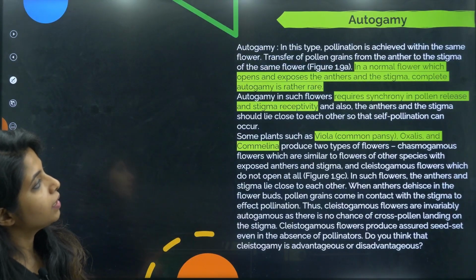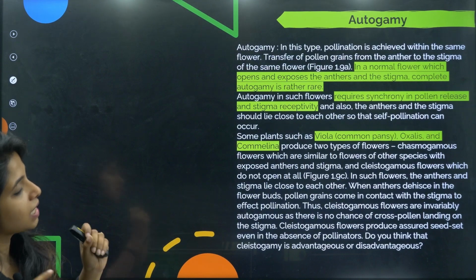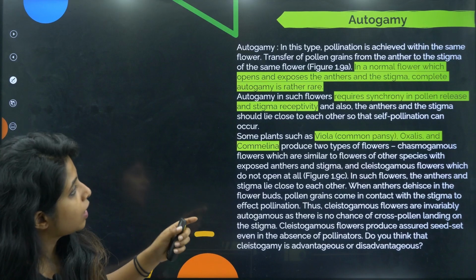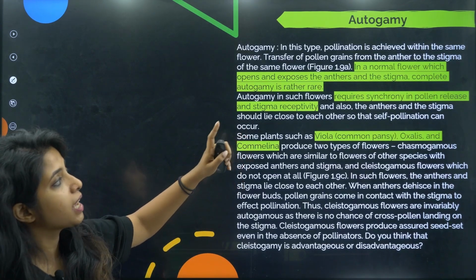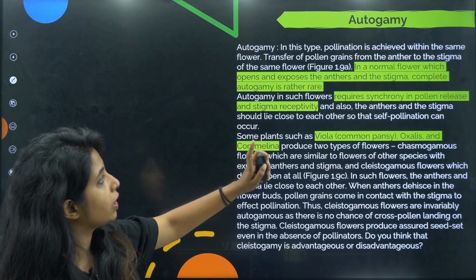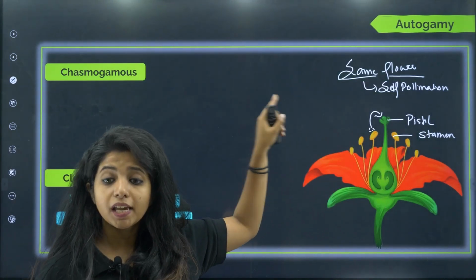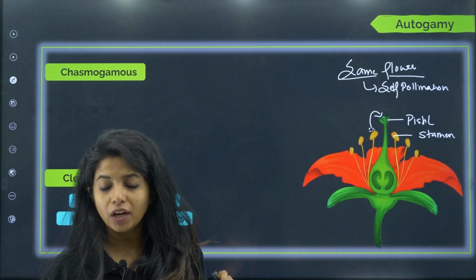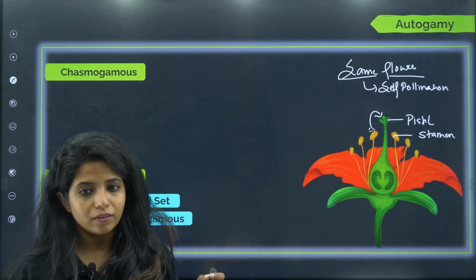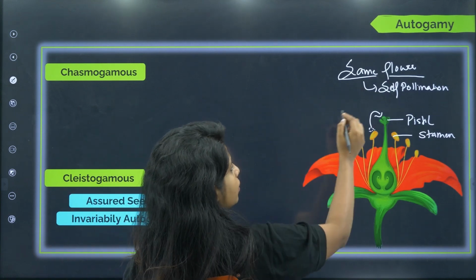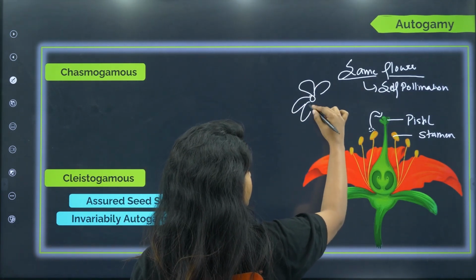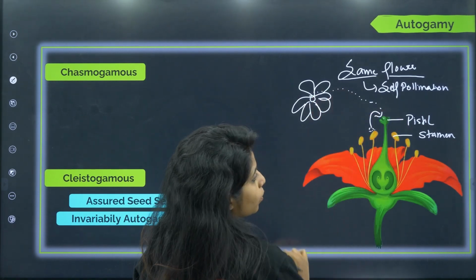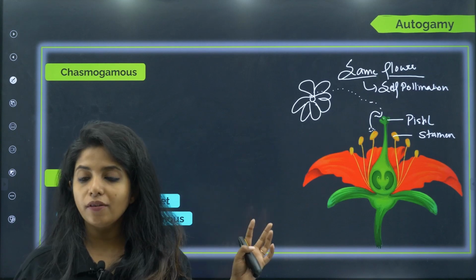Now, in autogamy, pollination is achieved within the same flower. Agreed? You saw it is happening within the same flower, that is why I say it is self pollination. Now, in a normal flower which opens and exposes the anthers and the stigma, complete autogamy is rather rare. If you take this particular flower, can I say it just shows autogamy and none of the other types of pollination? No, that cannot be true, because pollen grains from some other flower of the same species can come and land on the stigma over here. It is an open flower, so it can come.